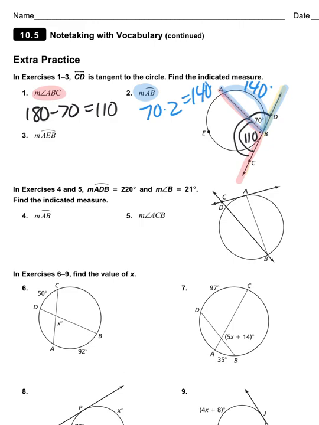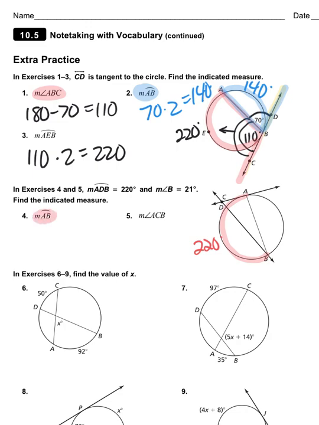Okay, now to find the other arc, this guy, that one is 110 times 2. Okay, so this angle goes this way, that is 220 degrees. Whoops, too many 2's there. There we go. All right, let's do the next one. Arc ADB is 220.